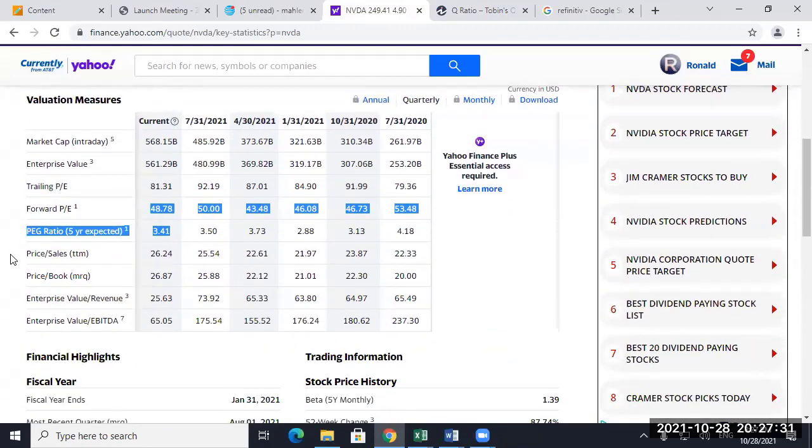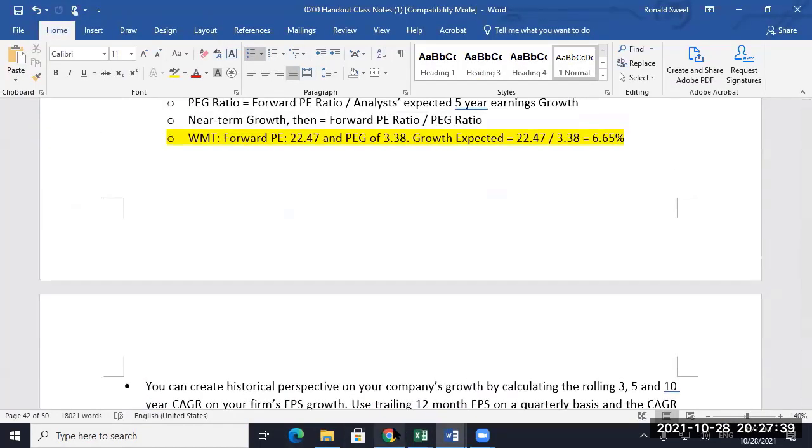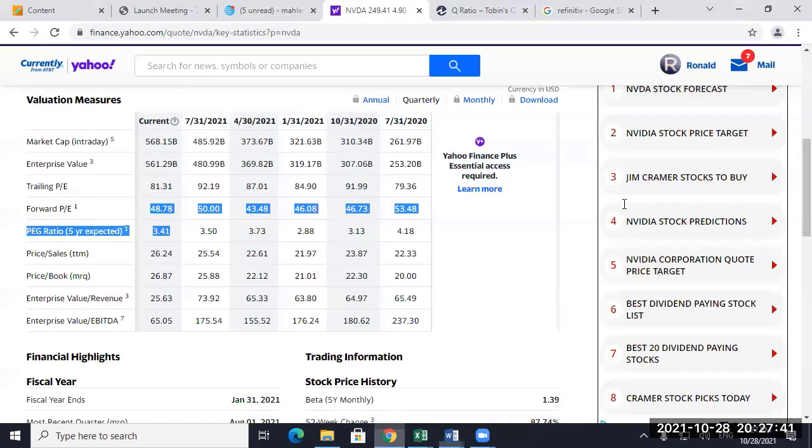So that is a number you can use, but it's your numbers, whatever you think about the company. And this is really, forecasting the future is really tough to do. So well, let's look at a boring company then.